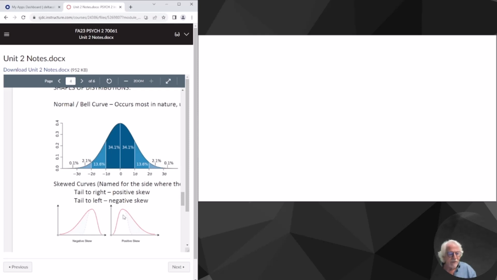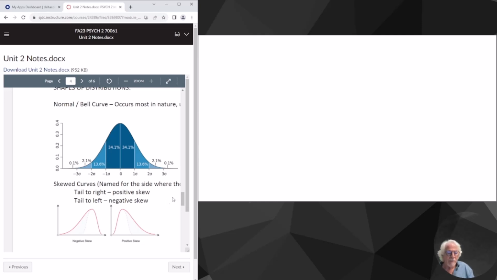And you can't see it too well here, but this dotted line represents the mean, or the median in this case. I'm going to get to that. And so here, the tail goes off to the left or towards the negative side. And so the curve is named for where the tail goes. So negative and positive skew.